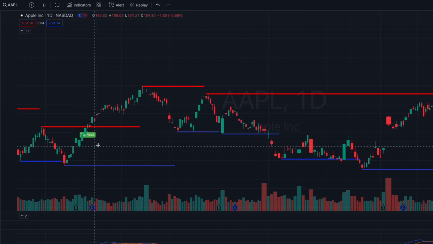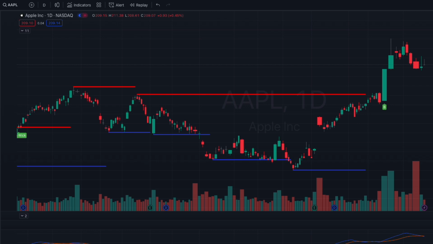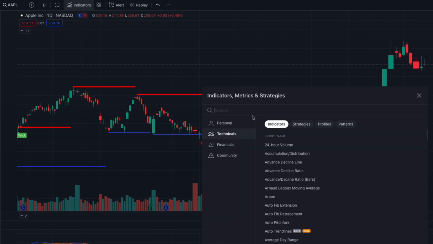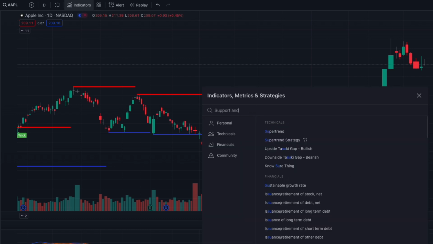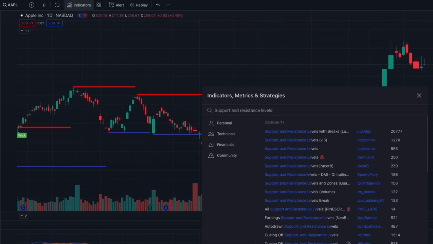Here you can see how this indicator marks the support and resistance levels and also highlights when these levels are breached. This can be useful for spotting breakout trades or confirming trend reversals, just like this one here. To find this indicator, go to the Indicators tab and enter Support and Resistance Levels with breaks. It's this one here by LuxAlgo.